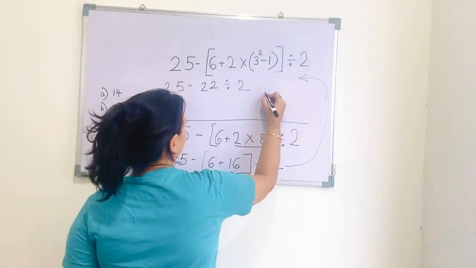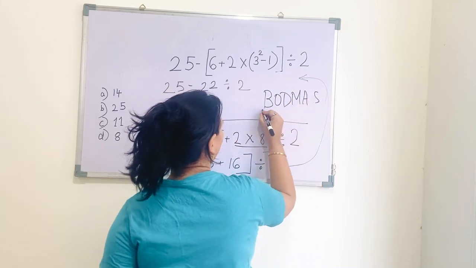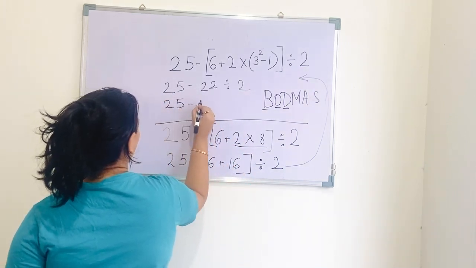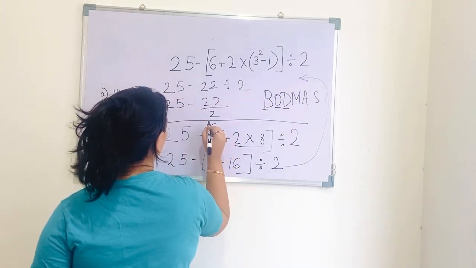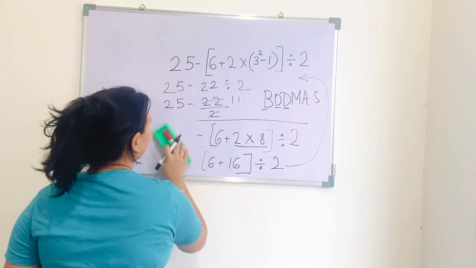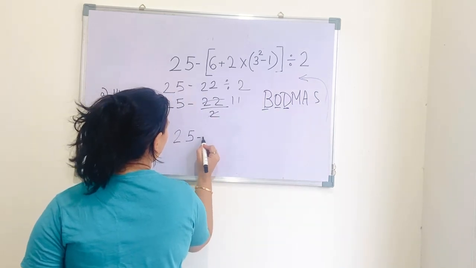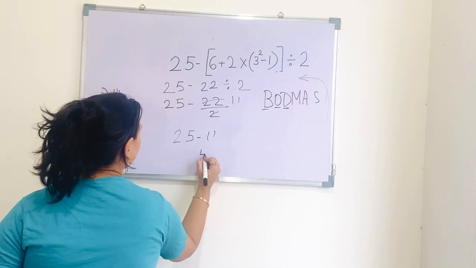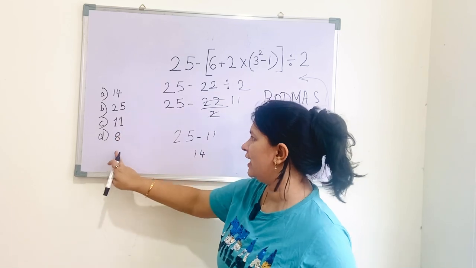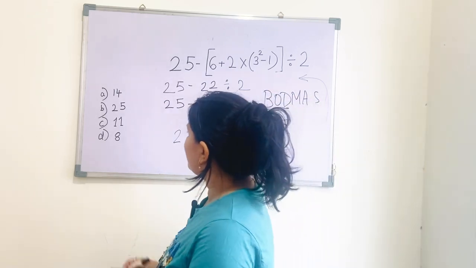Now what is the BODMAS rule? BODMAS rule says, first of all bracket open and then if there is a division, we'll solve the division. So it will be 25 minus 22 by 2, which is equal to 11. Now it becomes 25 minus 11. So what will be the answer here? 14. You can see in the options given over here, 14, 25, 11, 8. So what will be the correct answer in this question? The correct answer will be 14.